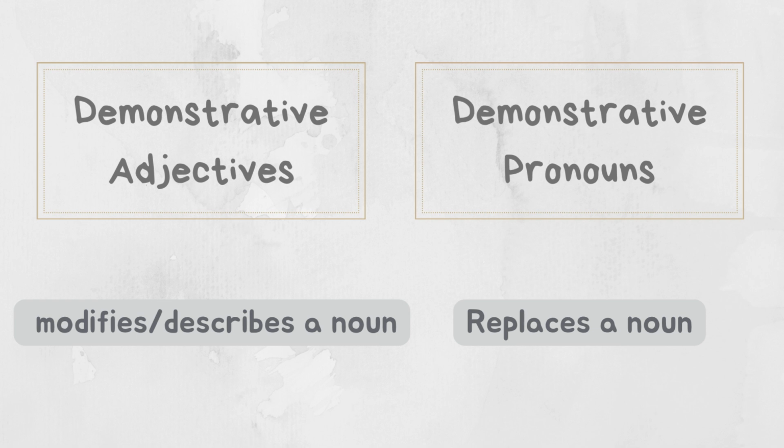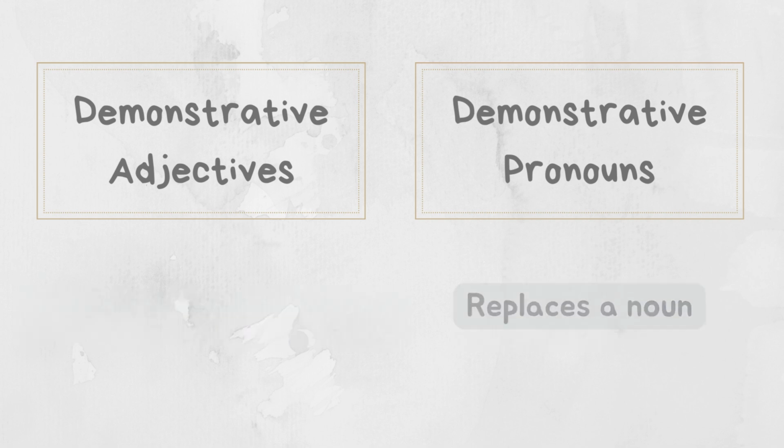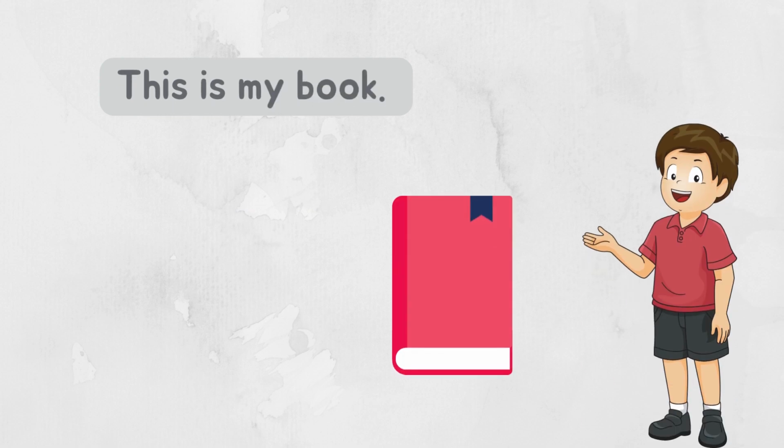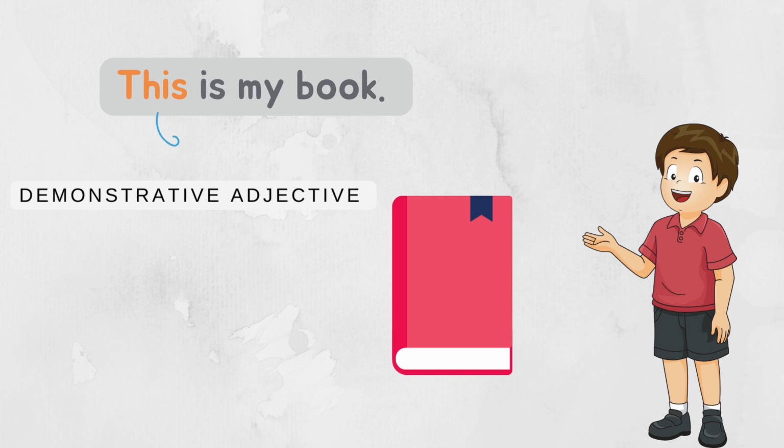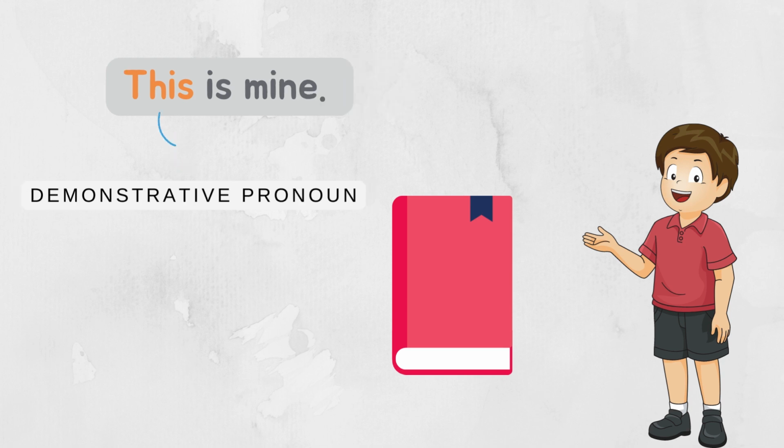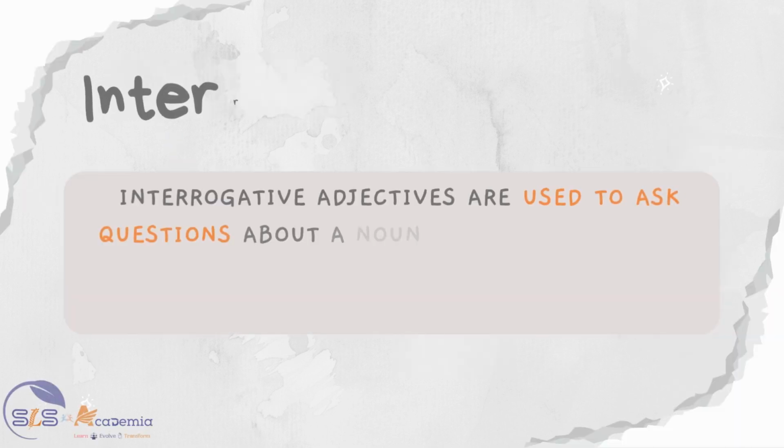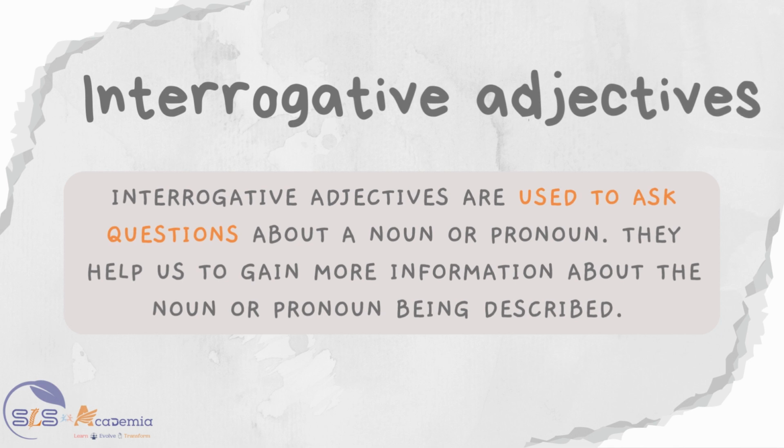Let me give you one example to explain the difference. In the sentence, "This is my book," this is a demonstrative adjective modifying the noun book, whereas in the sentence, "This is mine," this is a demonstrative pronoun standing in for the noun it refers to and acts as the subject of the sentence. Okay, now let us move on to the next type of adjective, interrogative adjective.